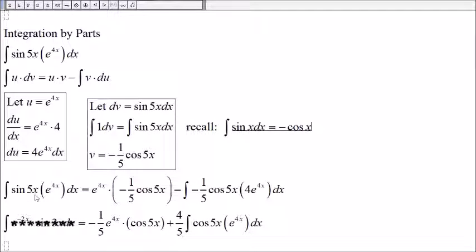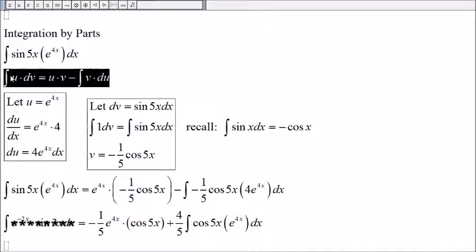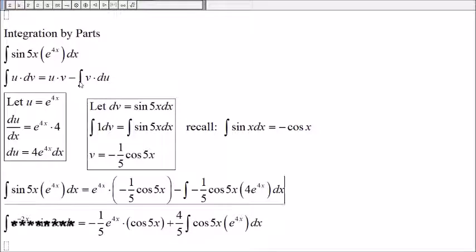So the integral of sine 5x e to the 4x is equal to u times v minus v times du. This is negative 1/5 times 4, so it's negative 4/5. And then we have a minus in the front, so that makes it plus. And then we have 4/5.